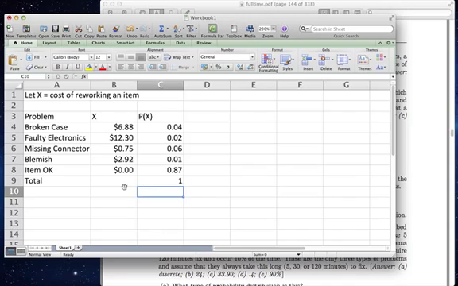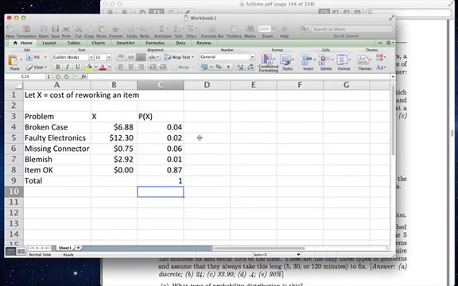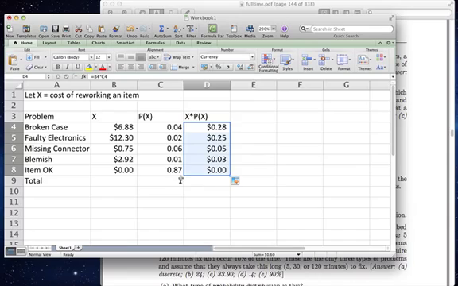All right, so we now have our complete distribution for this random variable x. So we're to compute the expected rework cost separately and then find the expected rework cost. So we're going to take x times the probability of x for those expected rework costs. So we're going to take x, so this can be B4 times C4, and I can copy this down. The sum of these, I'll copy over, is going to be the expected rework cost.